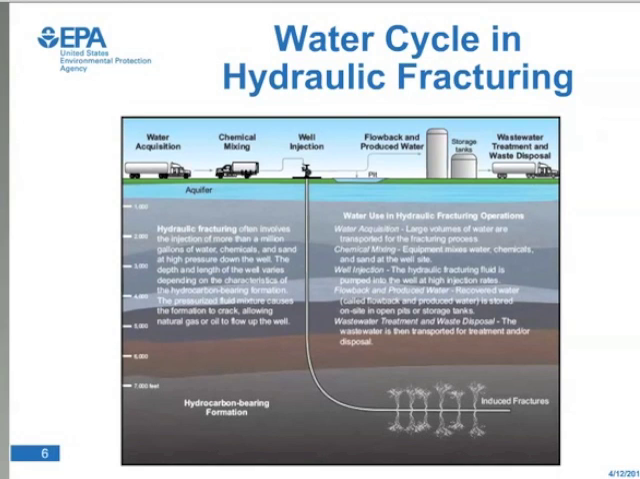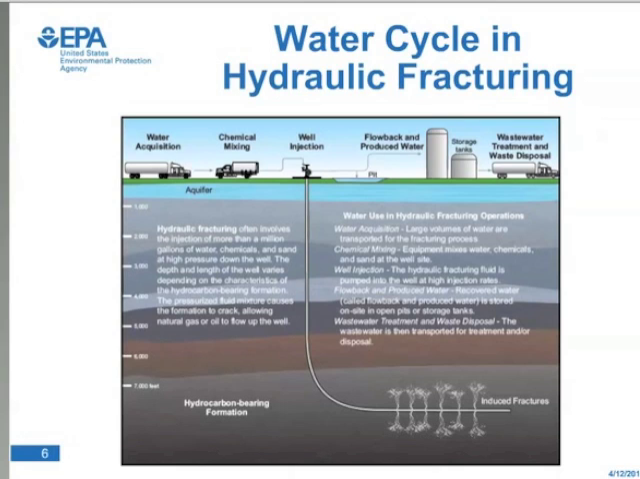Third stage in the water cycle, well injection. This mixture of chemicals and proppants is injected at really high pressure into the well, and it goes down to a level that's to be fractured. Then when that pressure is released, the material comes back up to the surface. It's blended with naturally occurring materials from that layer that was fractured, and this is known as the flowback and produced water.